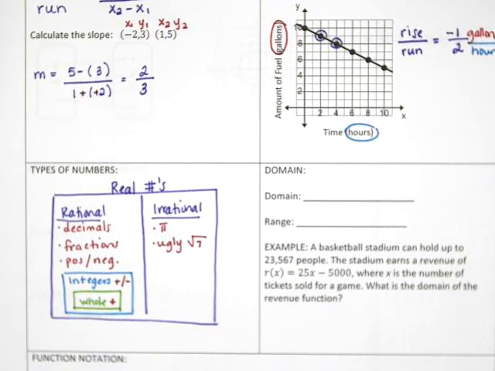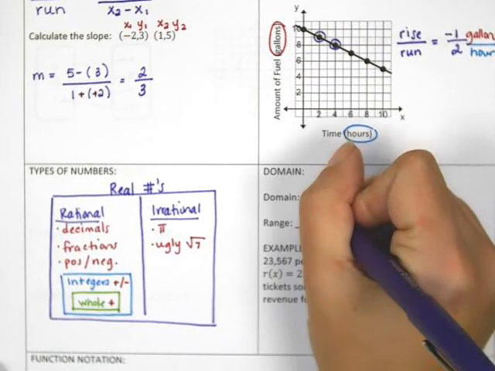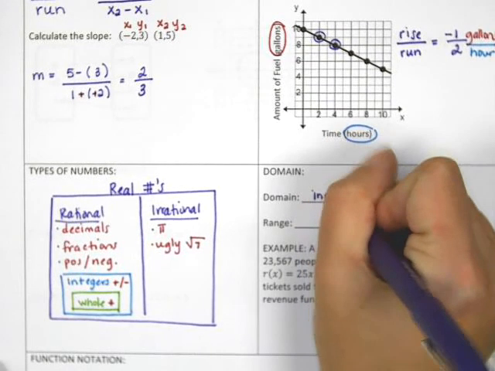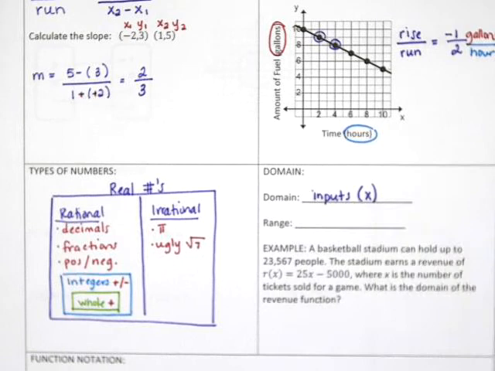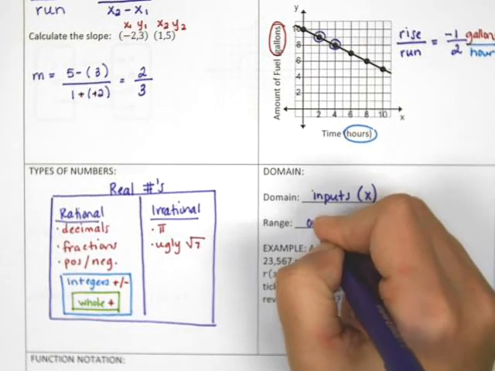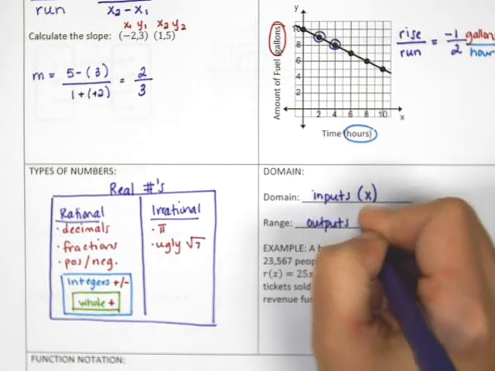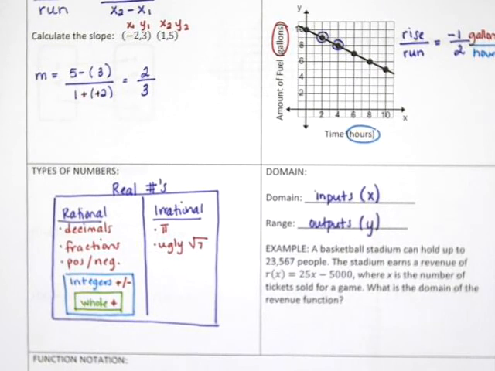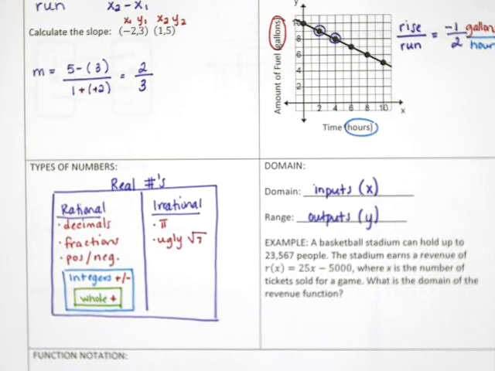An example of a problem that involves domain and range is, so we should probably review domain and range first. Domain is the list of all the inputs or the x values of a function, and range is the list of all the outputs or the y values of the function. And an example of a domain and range problem would be if a basketball stadium can hold up to 23,567 people, and we know they earn revenue using this equation, where x is the number of tickets sold for the game, what is the domain of the revenue function?